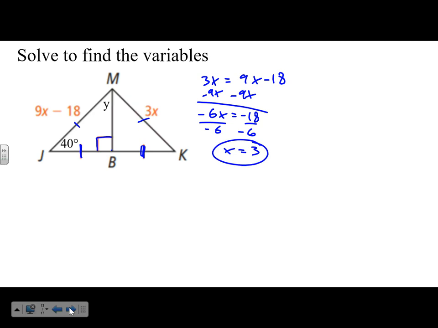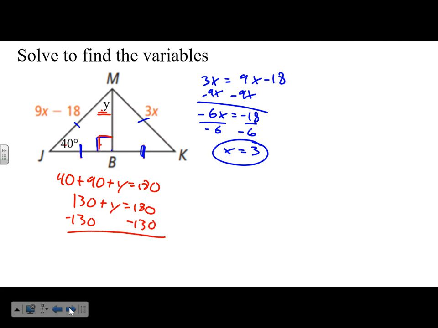So that's great. But this one, I also want you to find y. Now, this one is not part of the perpendicular bisector theorem at all. We have 3 angles in here, and they all have to add up to be 180 degrees. So actually, there's a couple different things we can look at. So 40 plus this one right here is 90, plus y is equal to 180. That's 130 plus y is equal to 180. Subtract 130 from both sides. You end up getting 50.